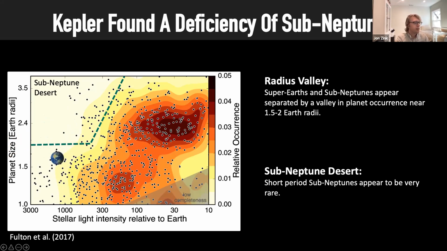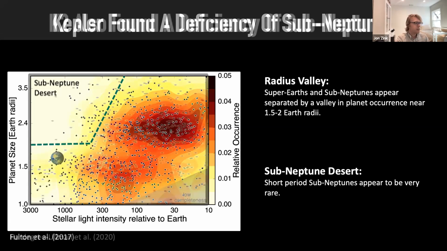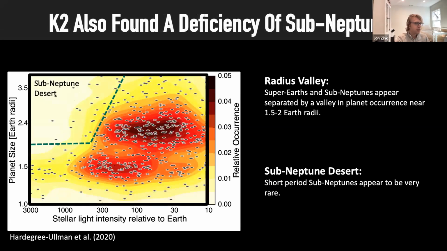So great, this is our completeness map for K2. We see these two interesting demographic features. What does it look like when we lay our K2 sample on top of that? It seems like we find very similar formation mechanisms. So the sub-Neptune desert appears right there, and the radius valley seems to line up really nicely as well.